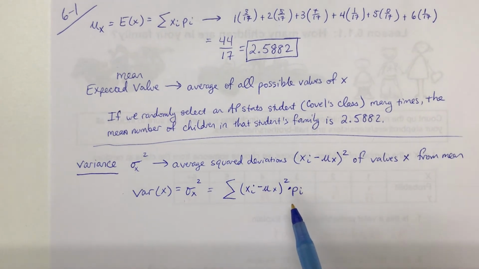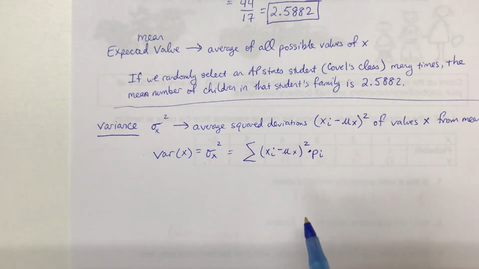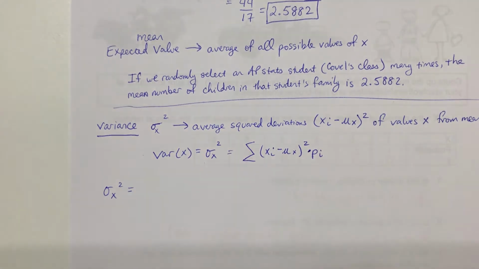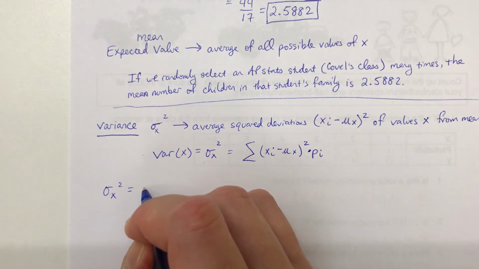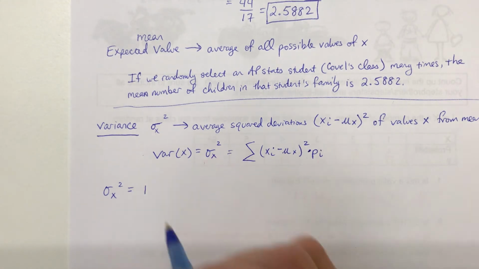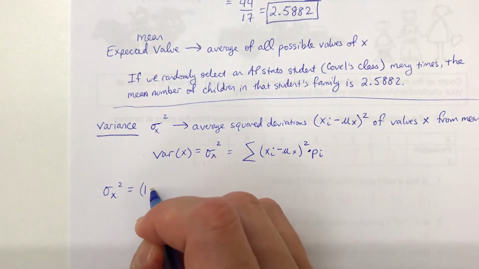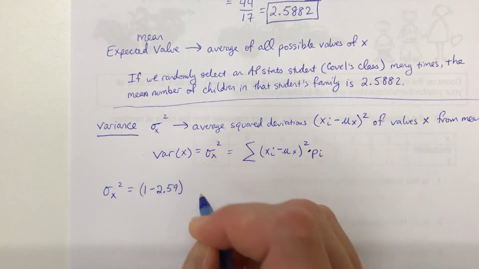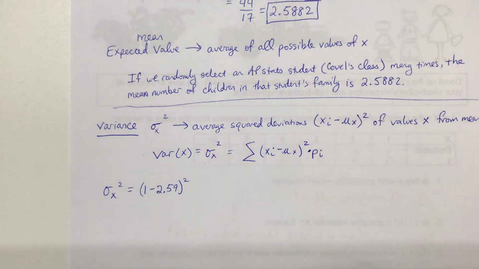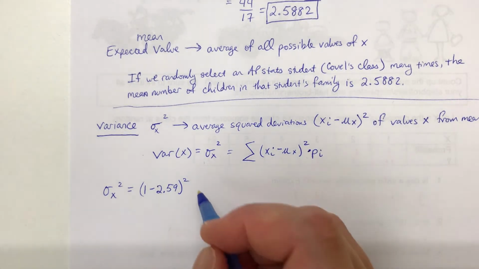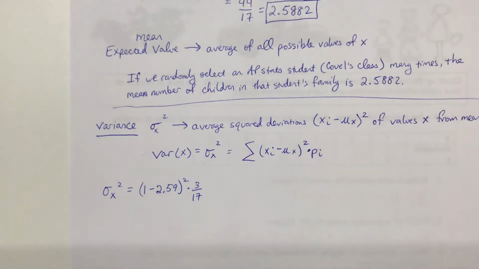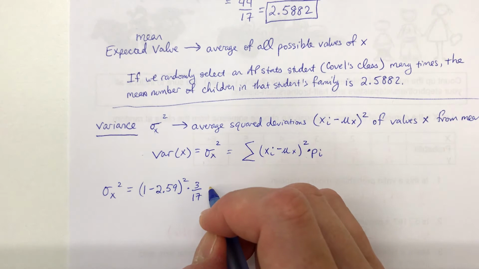Okay, so if we were going to work this out by hand, and normally we would not, what we would do is we would start with our first x value, which was 1, if we had one child in the family, and we would subtract that from what the mean was, and I'm going to round that to 2.59 squared, but because the probability of each value was different, we're going to multiply it by that probability, which was 3 over 17. And then we're going to add that.